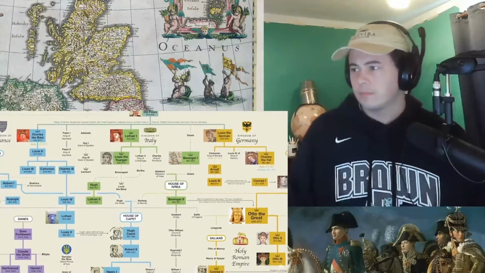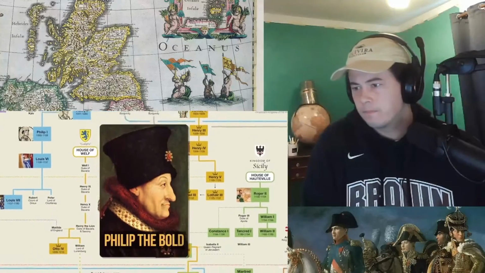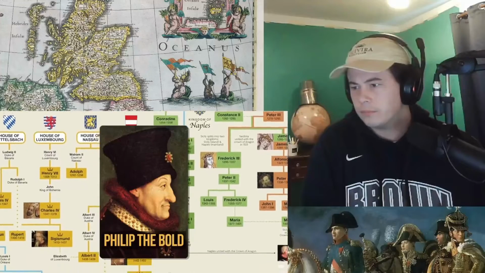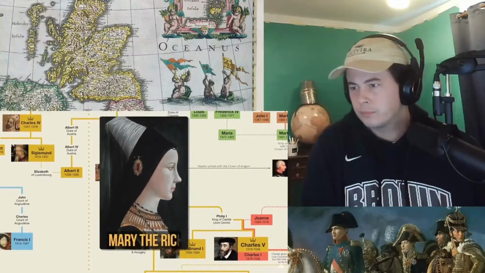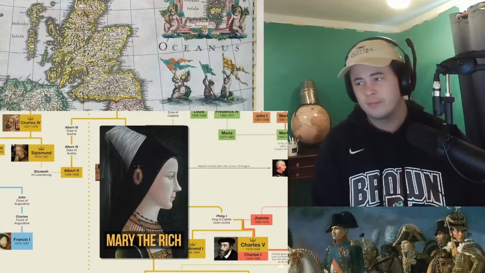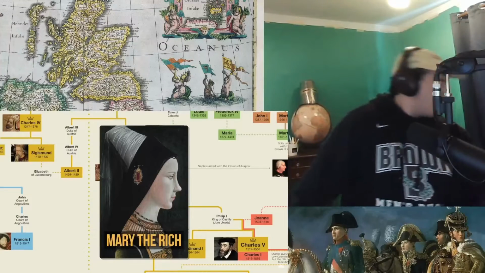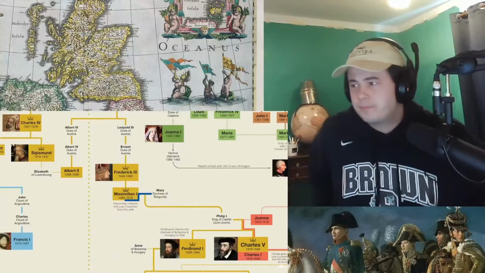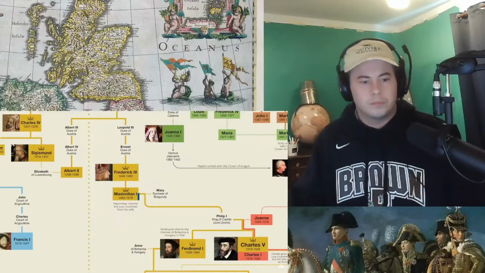However, eventually they came to be ruled by a French prince named Philip the Bold from the house of Valois-Burgundy. However, his line came to an end with his great-great-granddaughter, Mary the Rich. She was nicknamed the Rich because she inherited most of the Low Countries, and by that point, the Low Countries were one of the most prosperous parts of Europe. Mary married Maximilian from the House of Habsburg, who went on to become the Holy Roman Emperor.